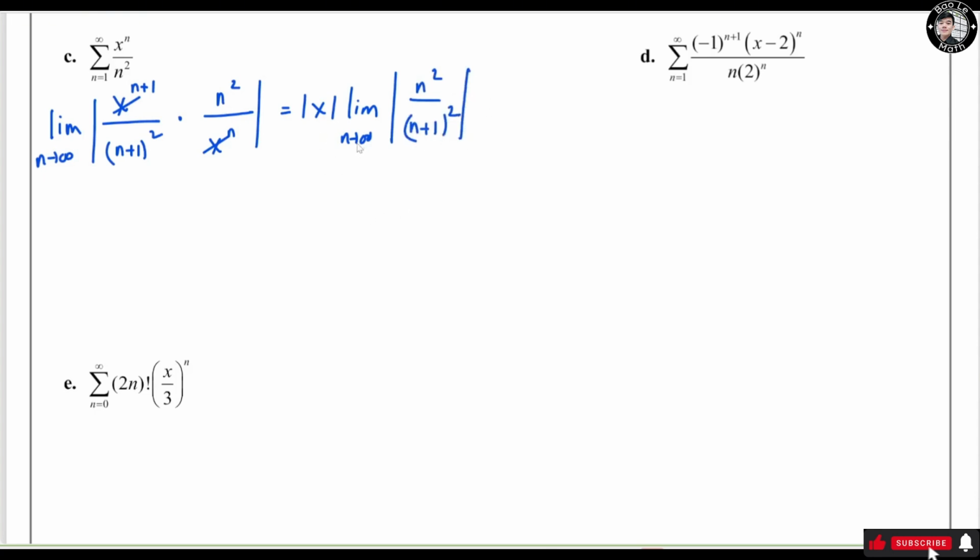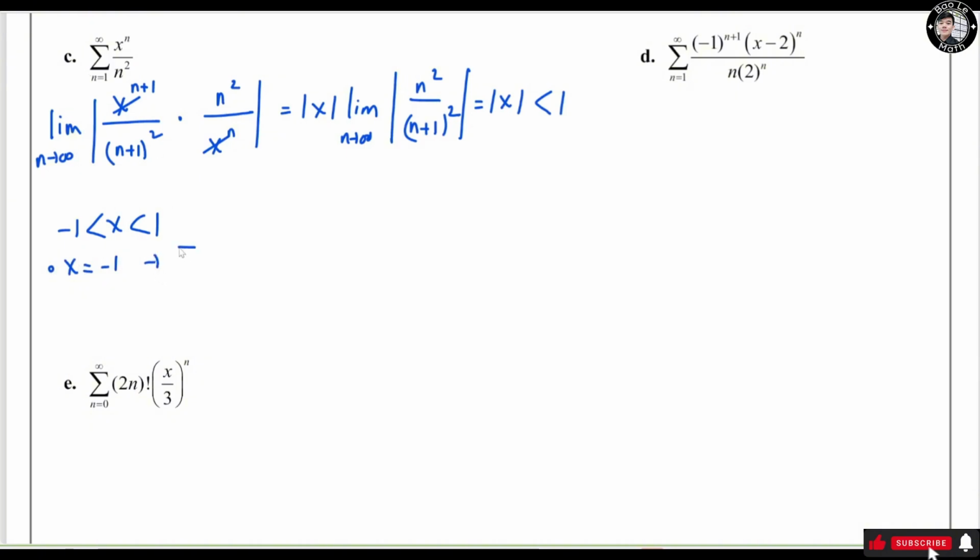Now when n approaches infinity, you can remove the number 1 right here by relative growth rate. So you have n squared over n squared, which is going to be 1. So you end up with absolute value of s. Now you need this to be less than 1 so that the series converges. So it's the same thing as negative 1 less than s less than 1. Now you need to check the endpoints. So s equals negative 1. Substitute negative 1 for s back over here.